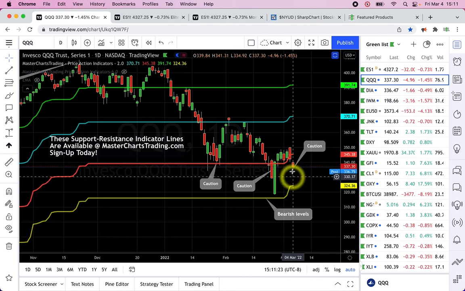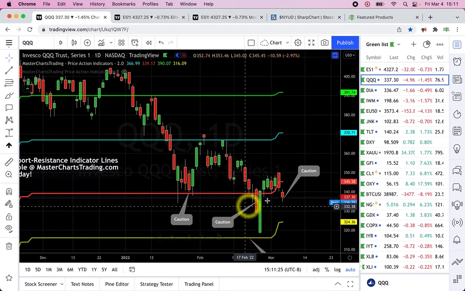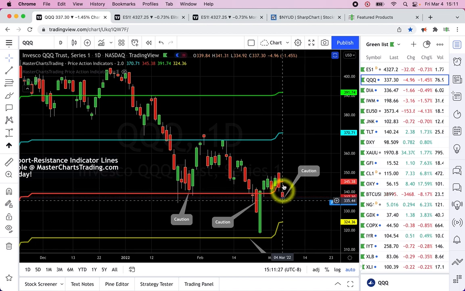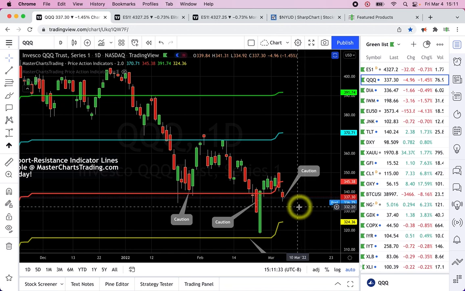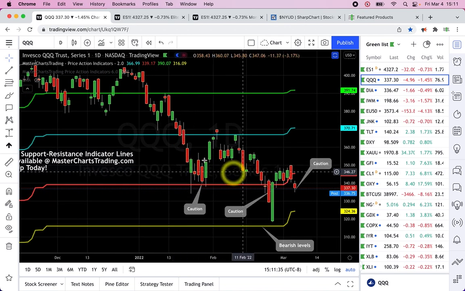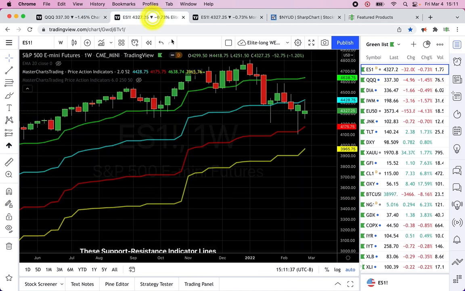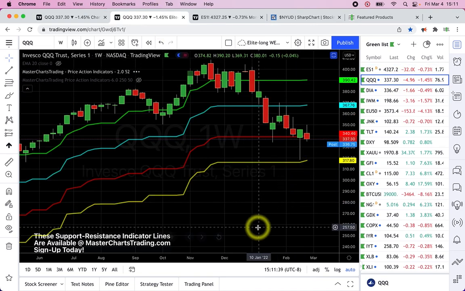Today was actually not great action. You can see we gapped down and then we stayed down there. So caution for sure. This is a daily chart. Let's look at the weekly chart. The weekly chart actually looks worse.